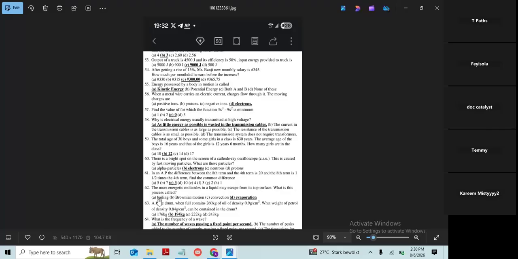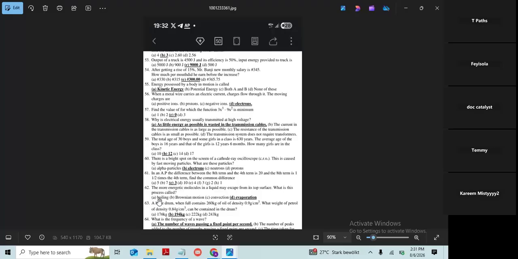1 pascal is equal to what? 760 millimeter mercury, or 1.101 times 10 raised to minus 5, 1 atmospheric pressure. And that must be equal to the saturated vapor pressure before boiling can take place. But Brownian motion is an irregular movement of particles. Irregular or zigzag movement of molecules or particles. That's what we call Brownian.